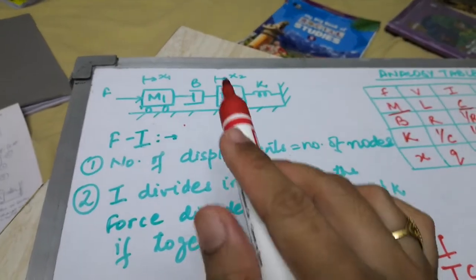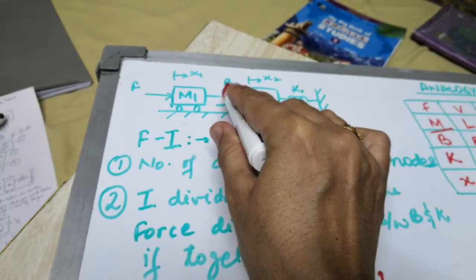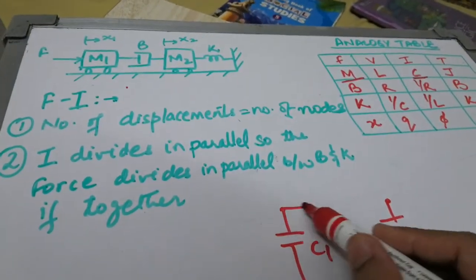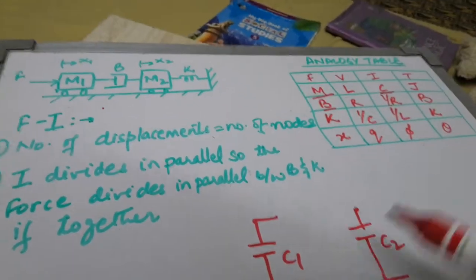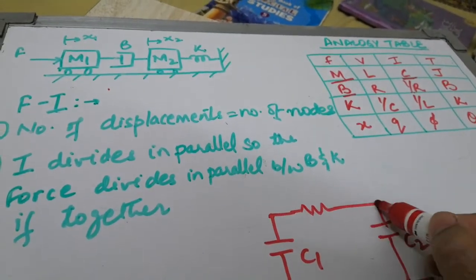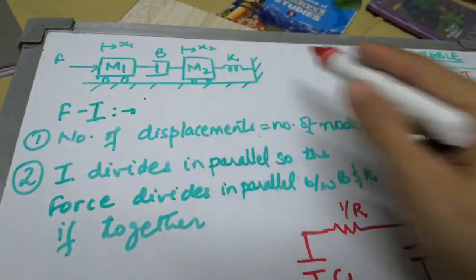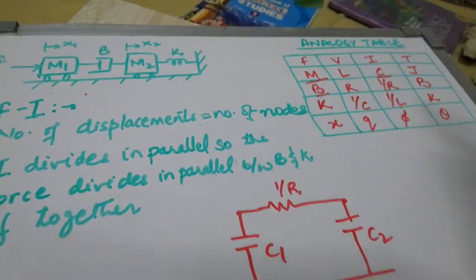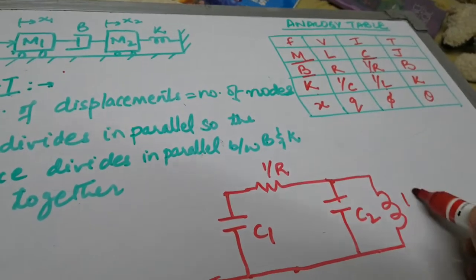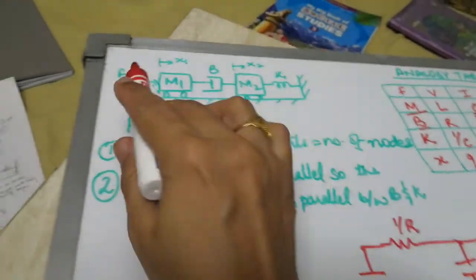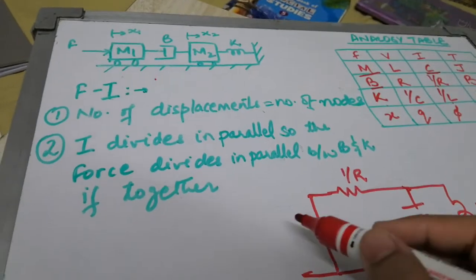Now, because M1 and M2 are joined with B, C1 and C2 should be joined with the equivalent of B, that is 1 upon R. So here I am going to write my 1 upon R. Now with C2, K is attached, so corresponding to K I have my 1 upon L. So here it will be my 1 upon L, and now F is given to M1, so that means I is given to C1.